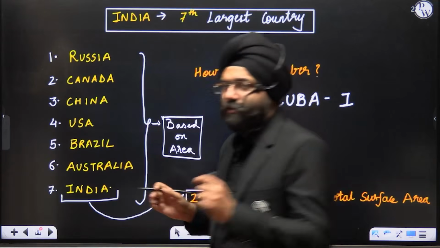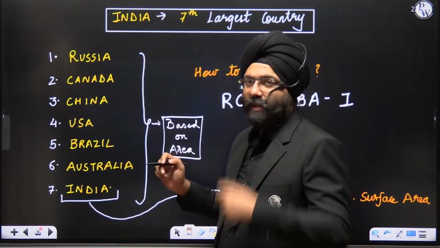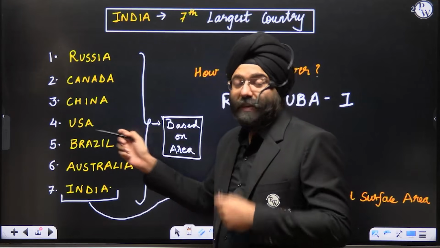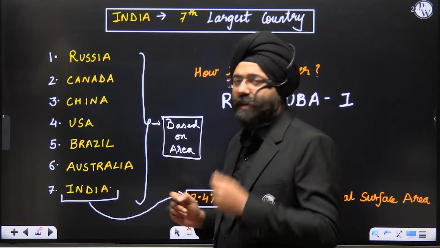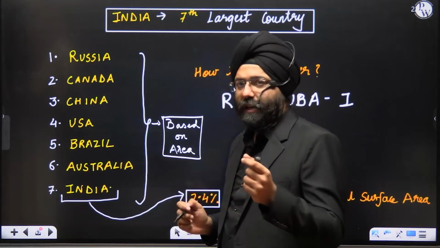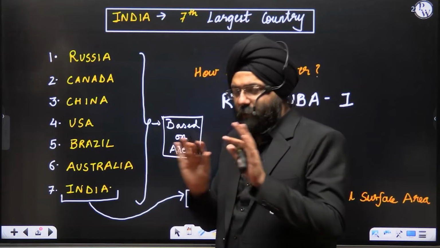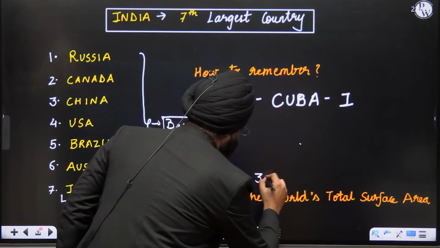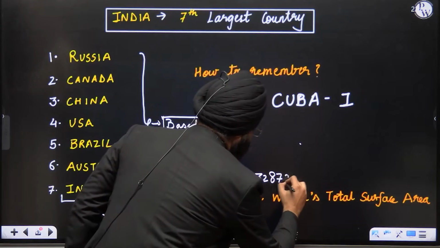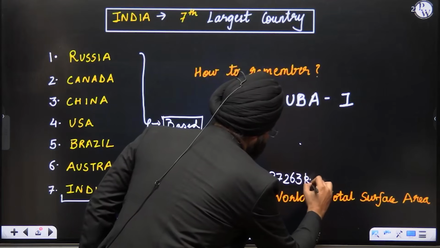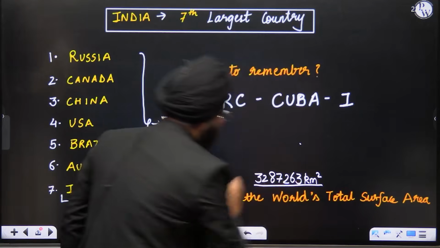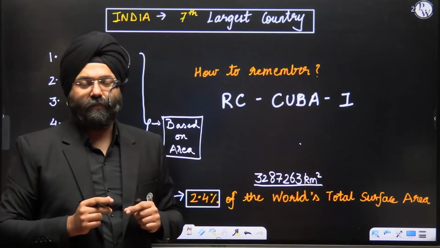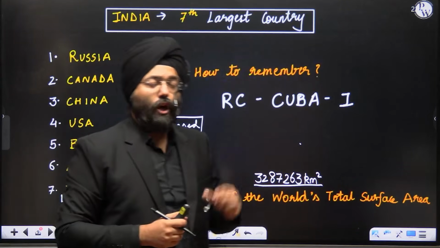The largest country on the basis of area is Russia. Second being Canada. Third being China. Fourth being the United States of America. Fifth being Brazil. Sixth being Australia. Seventh being India. If you analyze India's area, it is 32,87,263 square kilometers. Now this particular area is merely 2.4% of the world's total surface area.